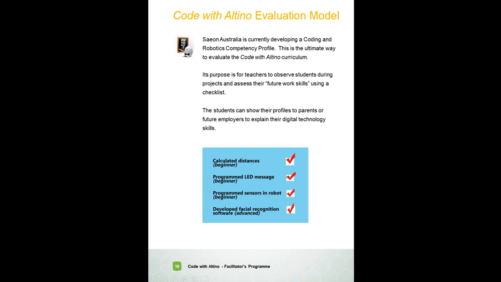So at Scion Australia, did you know, fascinating fact, we're currently developing a coding and robotics competency profile. We believe this is the ultimate way to evaluate the effectiveness of the Code with Altino curriculum. Its purpose is for teachers to observe students during projects and assess their future work skills using a checklist. The students can show their profiles to parents or future employers to explain their digital technology skills.